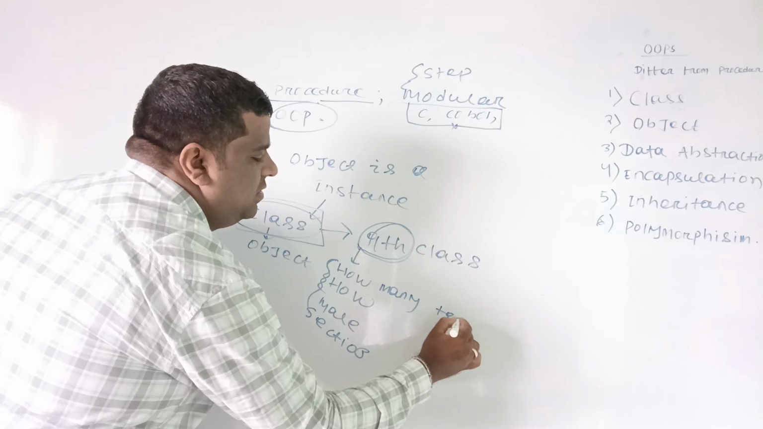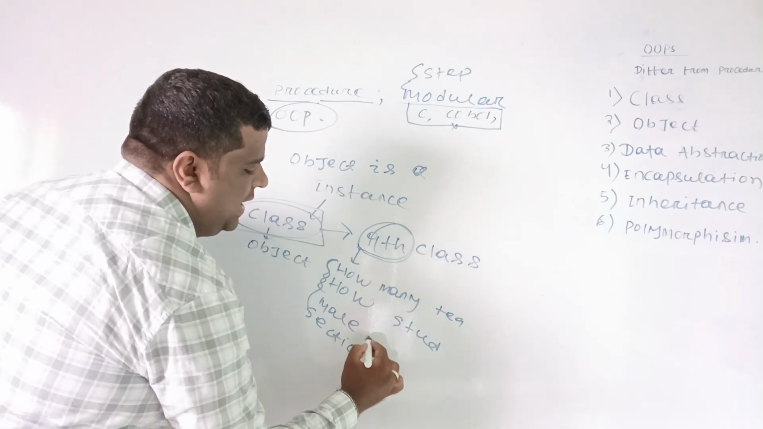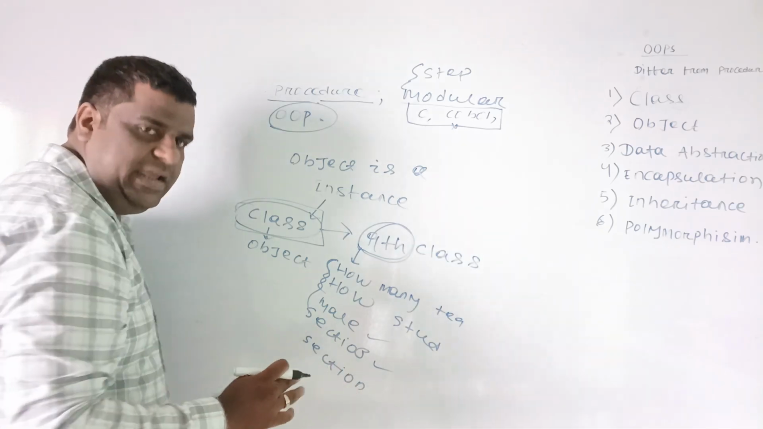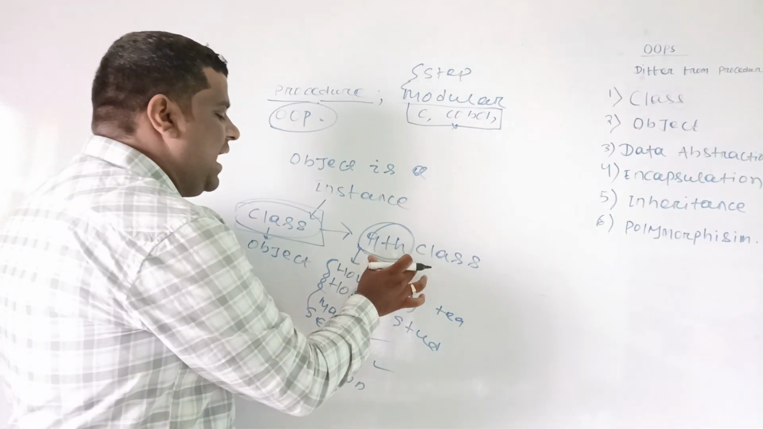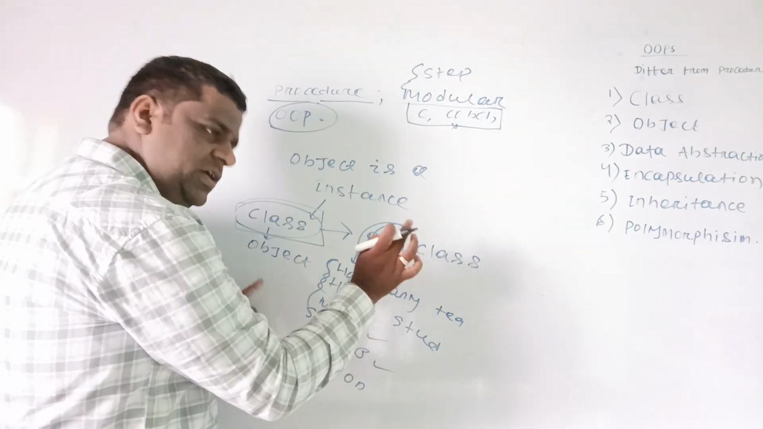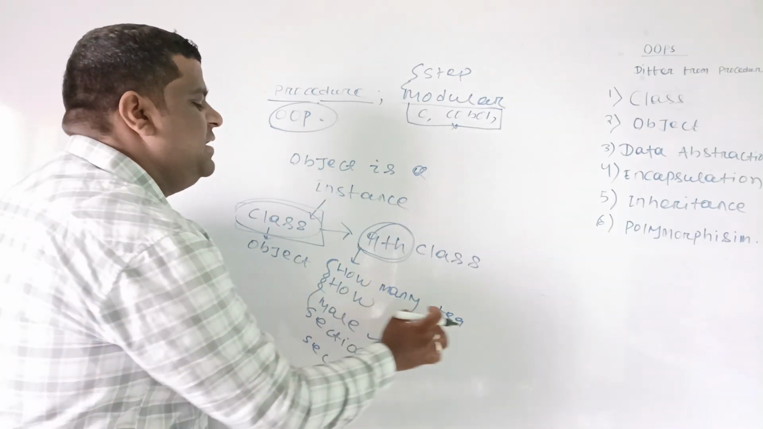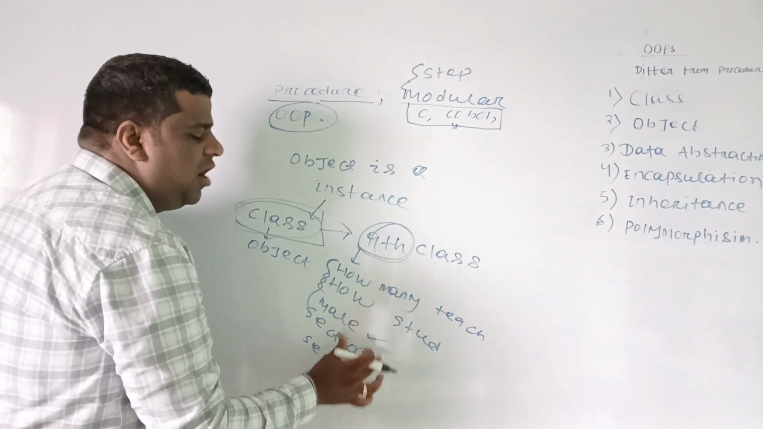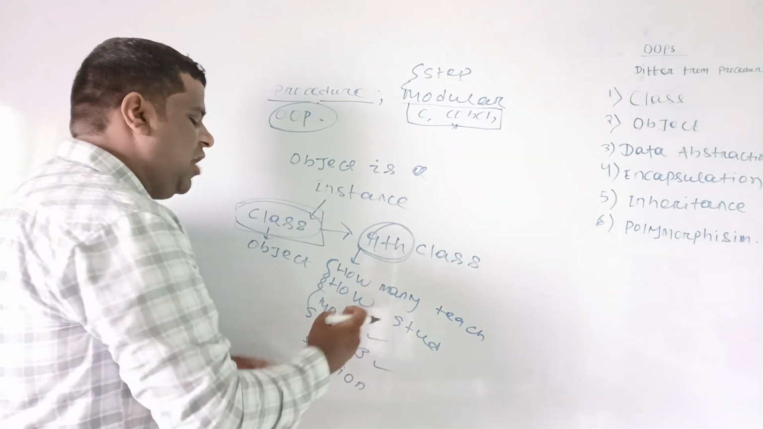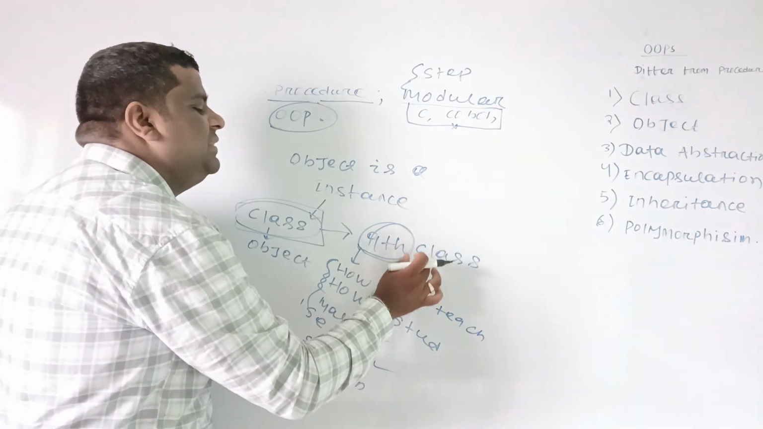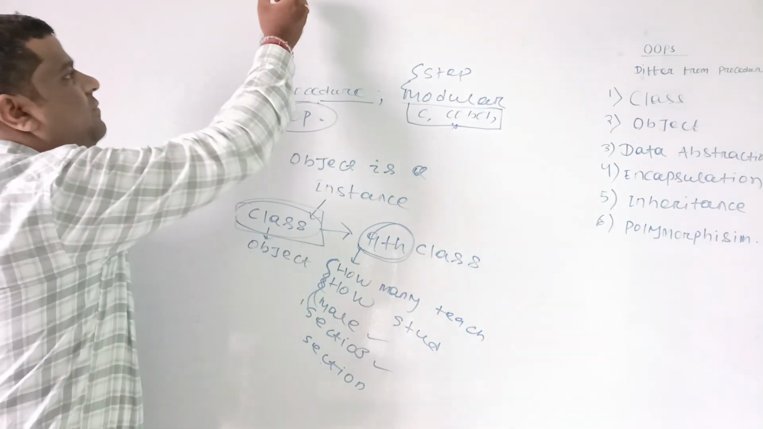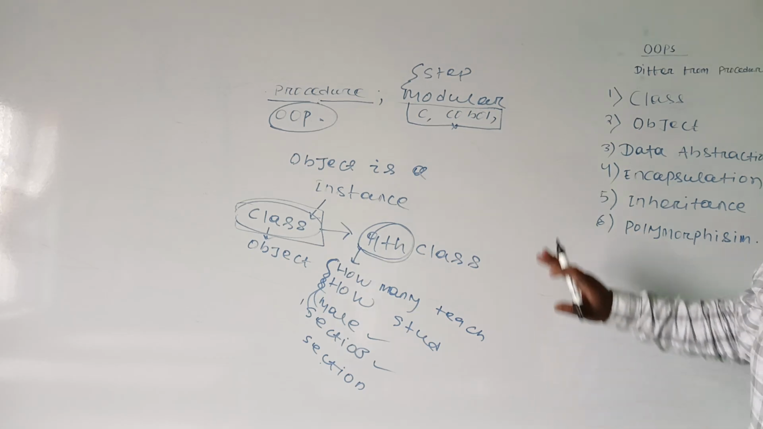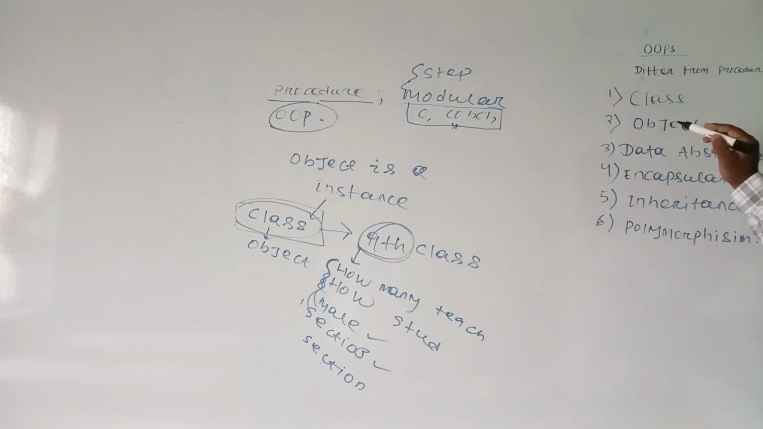Objects mean the teacher, students, male, female, the sections, and the marks obtained in your exam. Ninth is the class, and these are the objects: the teacher, the students, the ratio, the section, and how many syllabus topics you have. So the main concept of OOPS is the class and object.